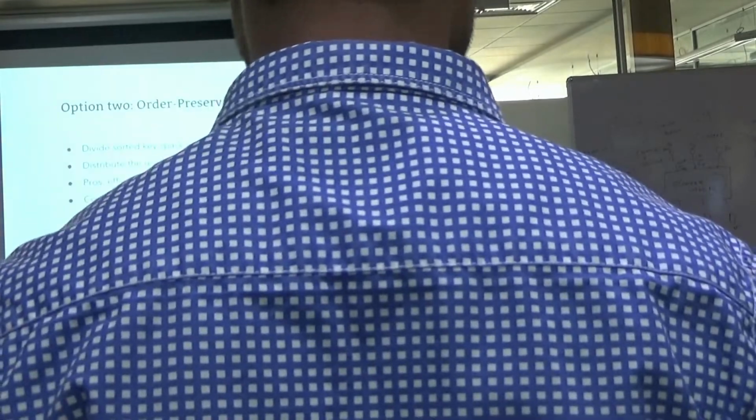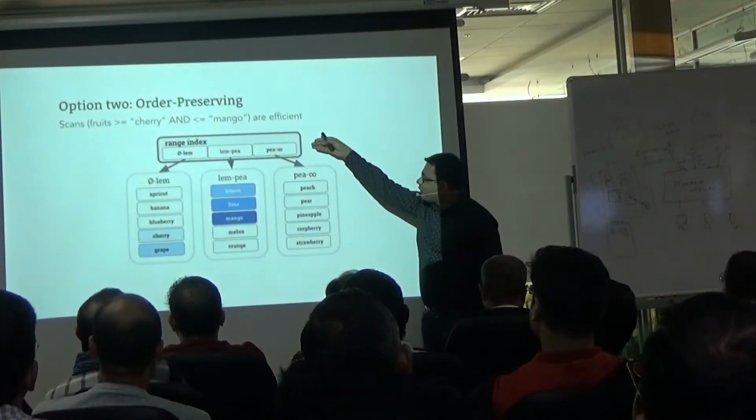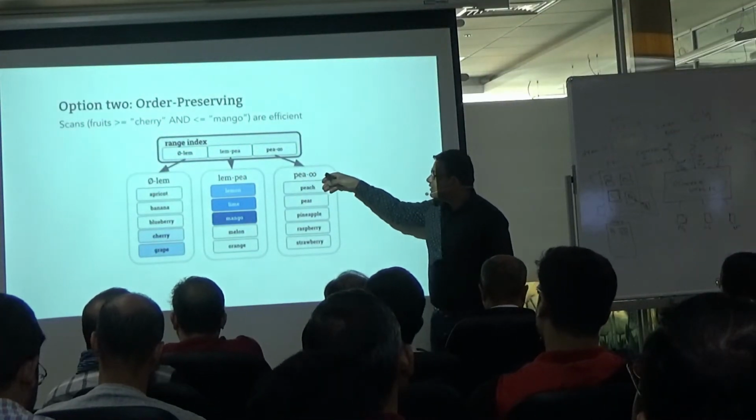Range partitioning is the other approach. Bigtable and HBase use this. In some ways, it means I maintain a regular index on top of where my data resides, and that is sorted in some order.